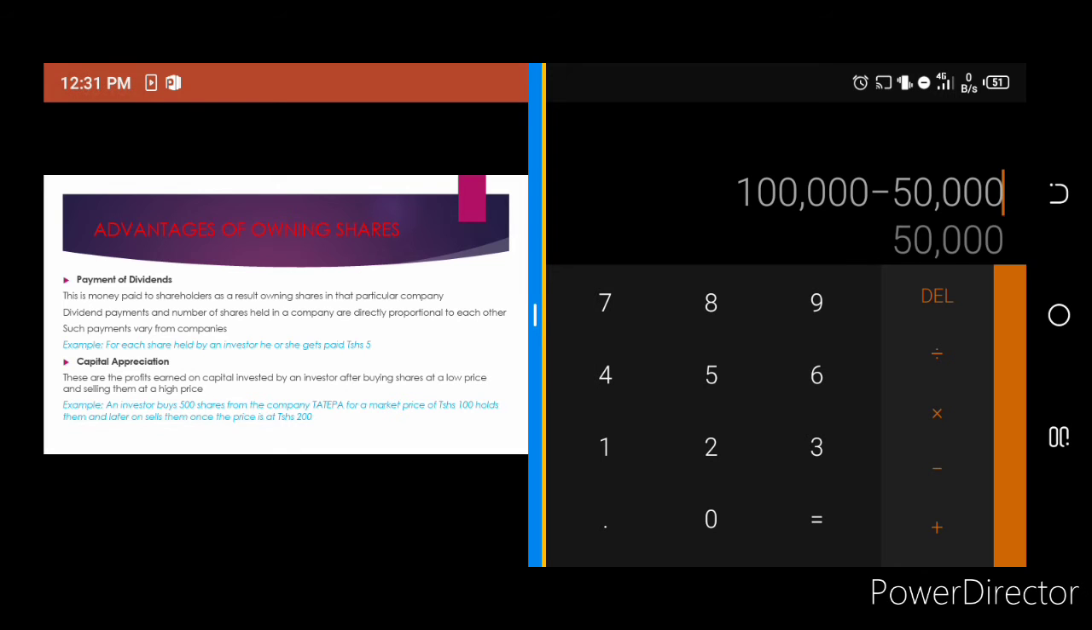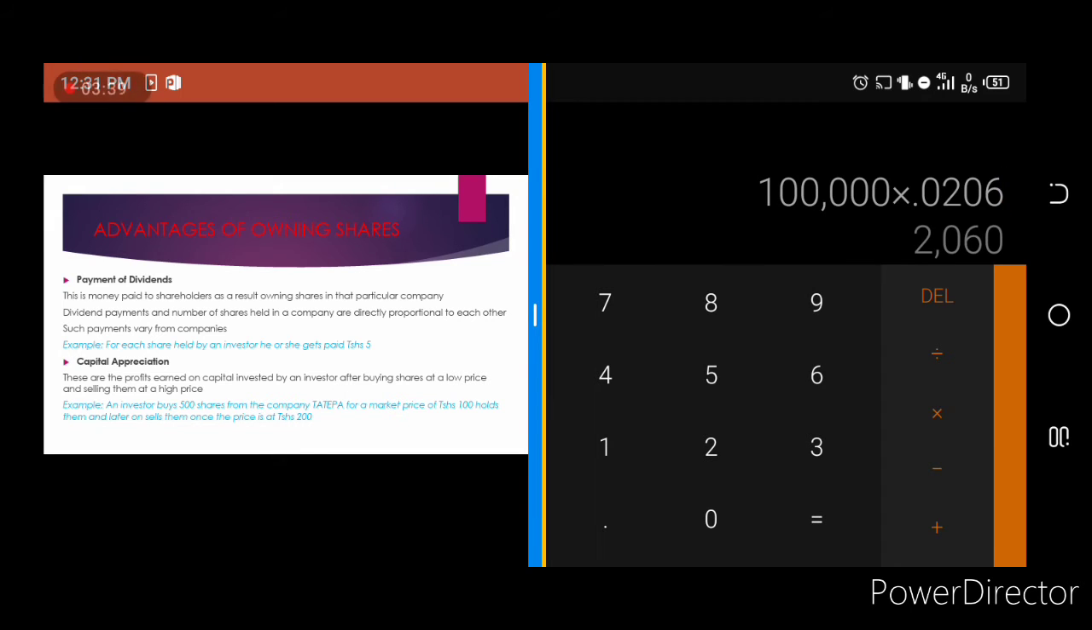Oh, wait, I just remembered. There's brokerage cost to be included. That's like 2.06%. So basically, if it's going to be 100,000 times 0.0206, then out of 100,000 you just have to worry about 2,060, and the rest of the money is yours. So that's that, folks.